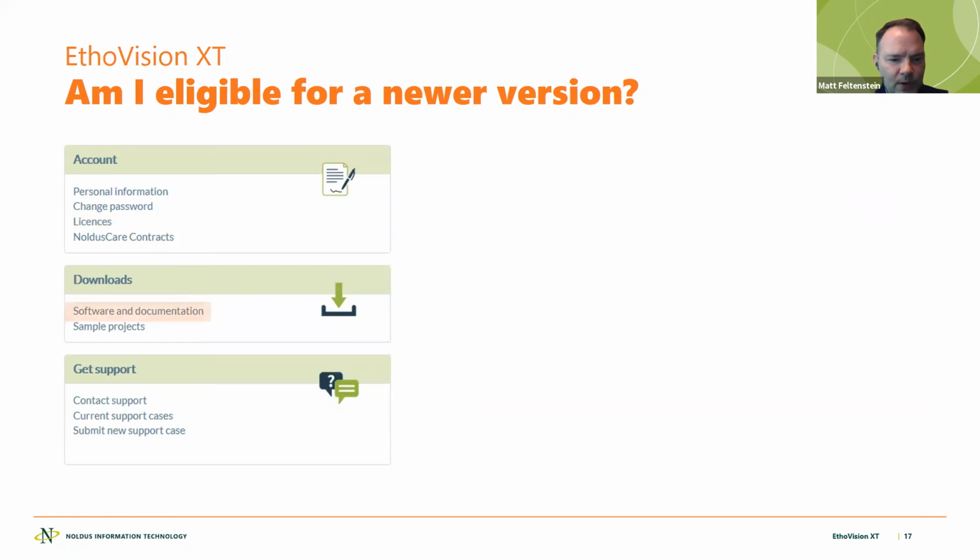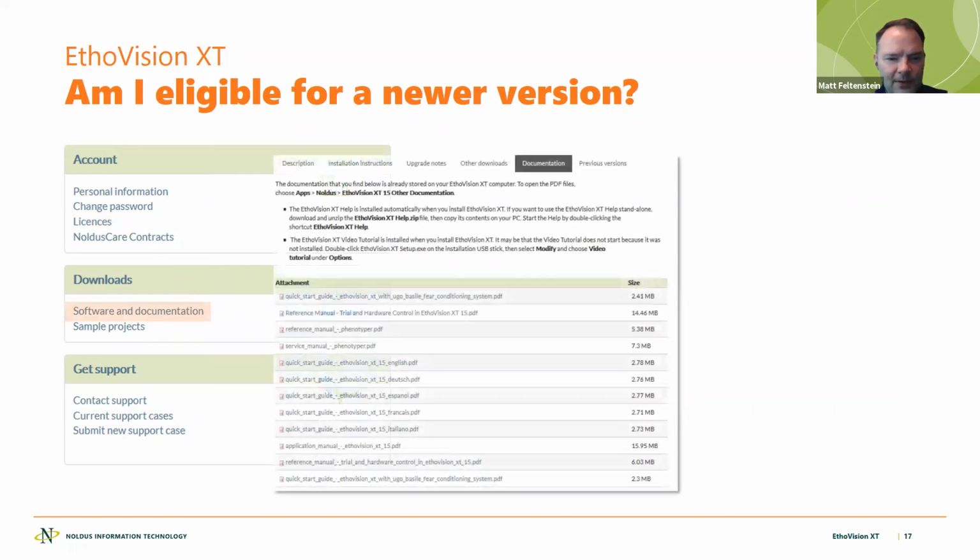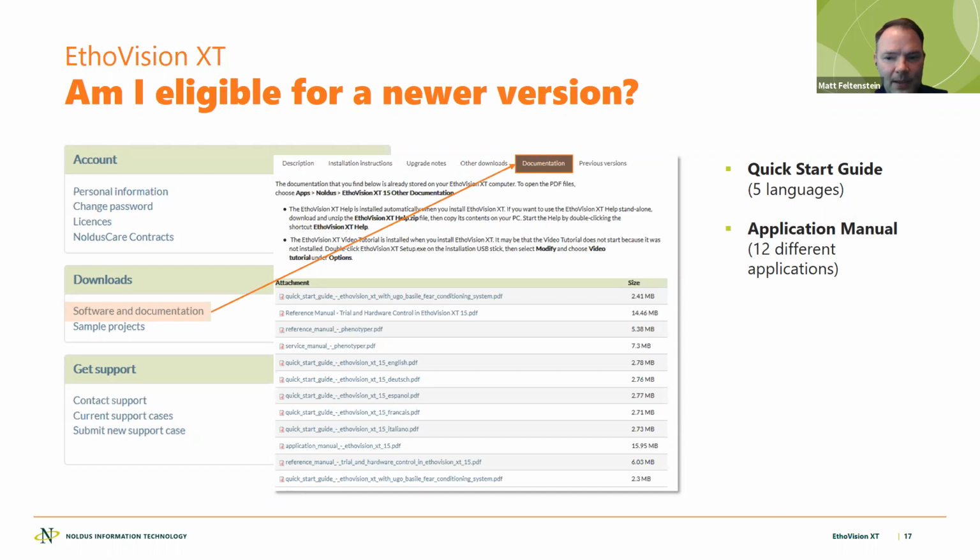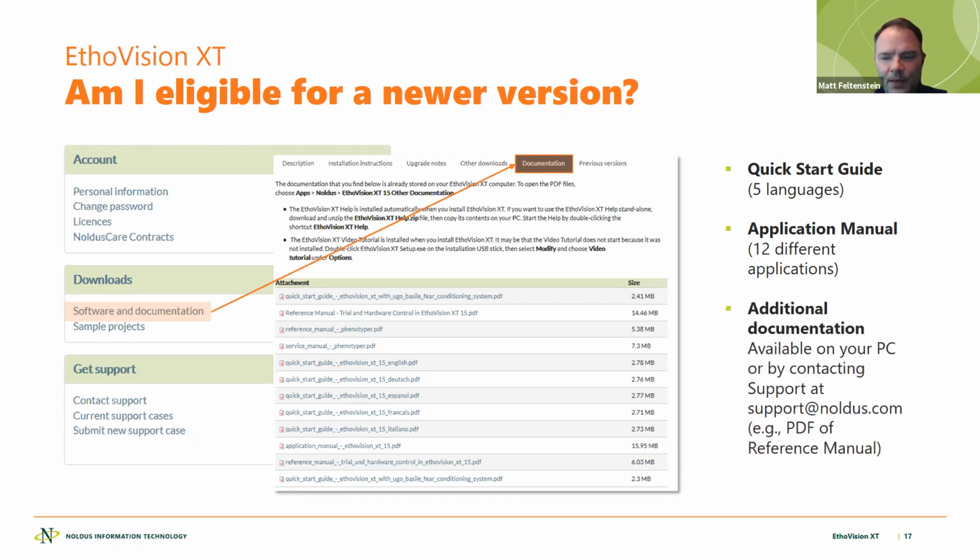You can download the software, but also you can download additional documentation. Within the documentation, we have a lot of useful stuff, including quick start guides in 5 different languages, and an application manual for different applications. I believe it includes a section on fear conditioning. We also have additional documentation available. If you don't see it here, when you install the software, it will include all this documentation and more. But if there's something that you don't have or you're interested in, you can just email support@noldus.com, for example, for a PDF of the reference manual, and we can send it to you.